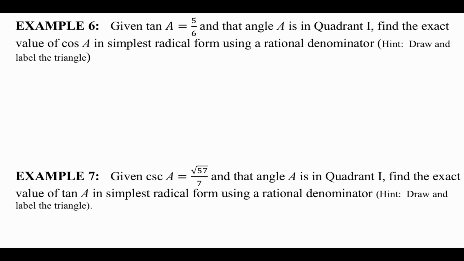Okay, so there's a right triangle that we're going to draw in a second. If I were to find tangent of its angle A, that answer would be 5/6. The quadrant 1 part, don't worry about. Find the exact value of cosine of A in the same triangle.